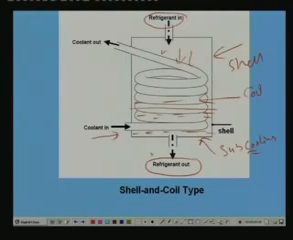As I said, if the refrigerant flow rate is small, then having the refrigerant on the shell side will not give you sufficient heat transfer coefficient. Okay, in such cases, when you have small refrigerant flow, the refrigerant will be on the coil side, whereas the coolant will be on the shell side. Okay.